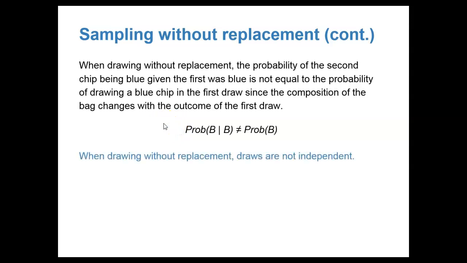So, summarizing this, we can say that when drawing without replacement, the draws are not independent. And it's important to notice that in this case, the general multiplication rule is important to keep in mind when we don't have independent draws.